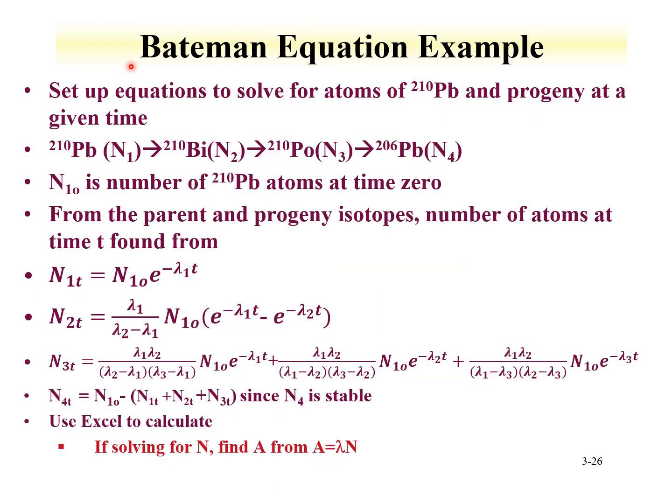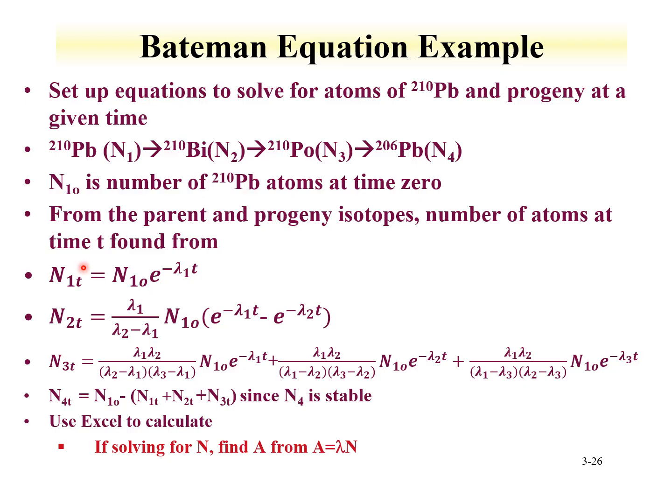Continuing on, using the data we discussed, the Bateman equation can be set up and solved. We need to solve for the lead-210 and its progeny based upon an initial amount of lead-210. So let's just do a quick schematic of the decay from lead-210, which we're going to define as N1, bismuth-210, N2, polonium-210, N3, and then the stable lead-206 is N4. We'll define N1 naught as the number of lead-210 atoms at time 0. From the parent and progeny isotopes, the number of atoms at time t can be found from these equations.